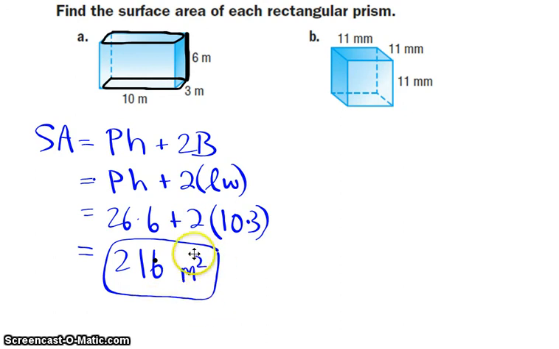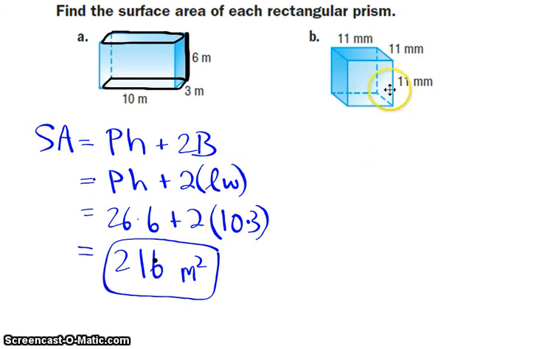Now since we're back in area, our units are squared. Okay. Again, it's the perimeter of the base, which is 26, times the height of the figure, which is 6. Then 2 times the base. The area of our base is 10 times 3, which is 30. 2 times 30 is 60. Add this up and you get 216.